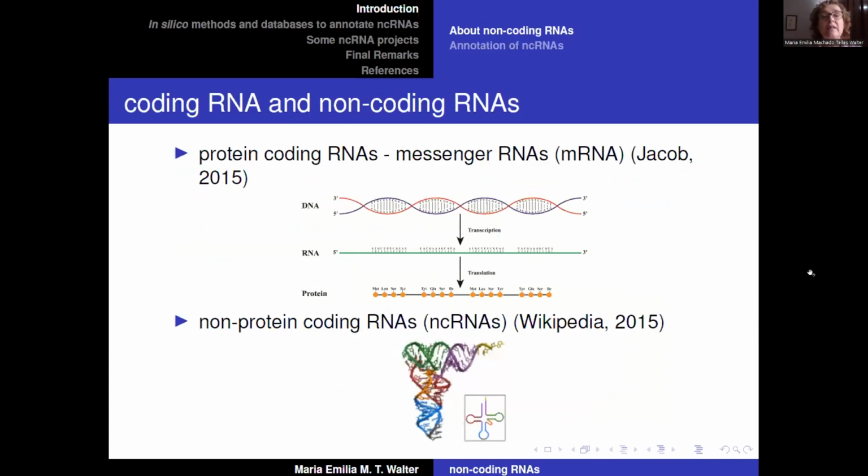We can see this from a computational point of view, and a biological one, of course. We have the protein coding RNAs that are the messenger RNAs, and again, we can see in this figure the double strand of DNA that, through the transcription process, carries information that is expressed in the cell, and with this proteins can be produced. But some of these RNA molecules don't code for proteins, and we call them non-protein coding RNAs.